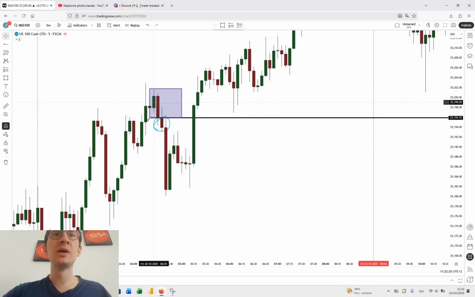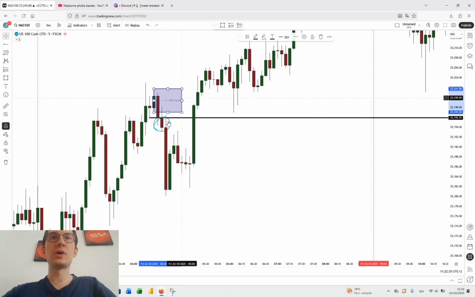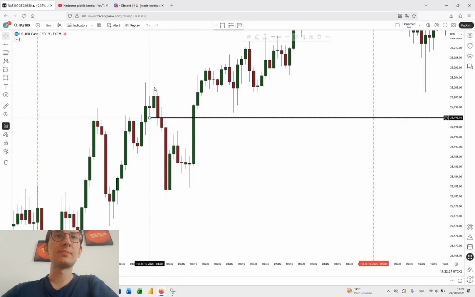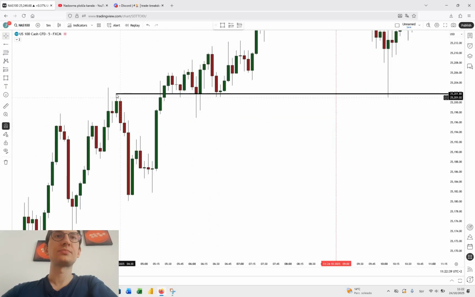This is a red candle and this is a green candle. We only take the same color candles. Okay, so this is an order block. Good. So now we are in a bearish market, so we have to monitor highs.